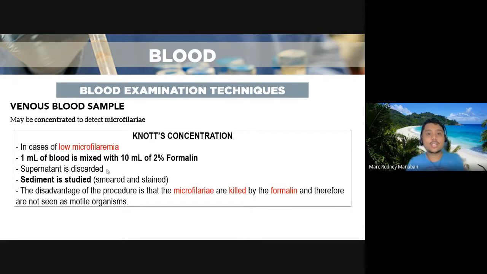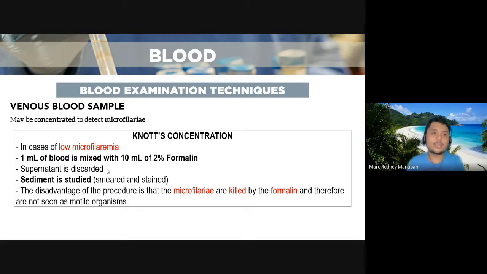So again, concentration technique, same rationale with your stool. It's best for low concentration of parasites. So in this case, low microfilaremia, meaning low number of microfilarial worms circulating in the blood. Since it's a concentration technique, it can be recovered well. So what we use is 1 ml of anticoagulated blood. You mix it with 10 ml of 2% formalin. Please take note, in case you forget: 10 ml is the volume, 10 ml of 2% formalin.